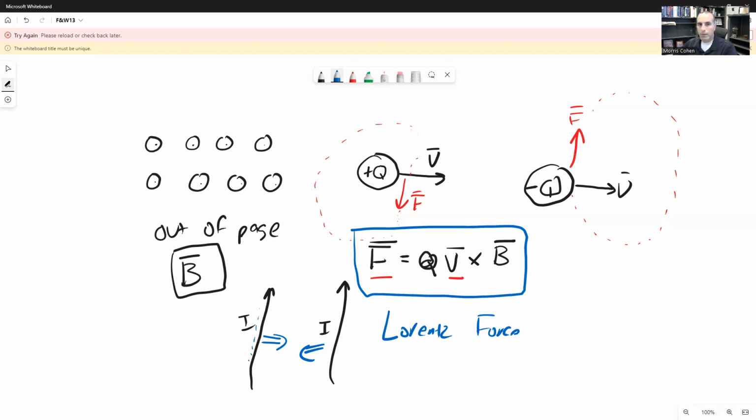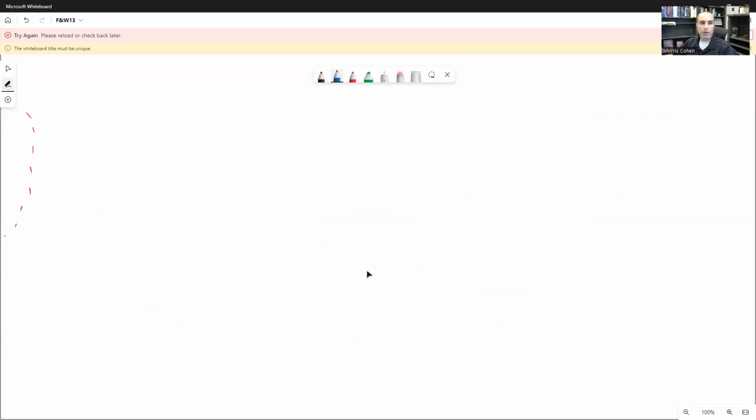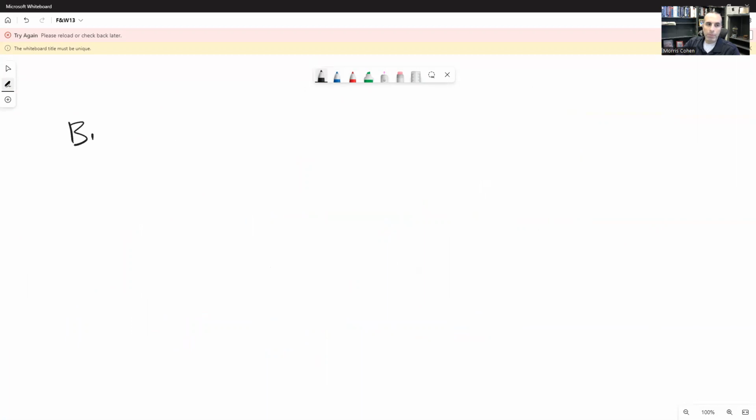Now, more generally, the way that fields relate to currents is with something called the Biot-Savart law. The Biot-Savart law is basically the magnetic field equivalent of Coulomb's law. It's going to help us take little pieces of current and construct what the total magnetic field is. And it looks like this.